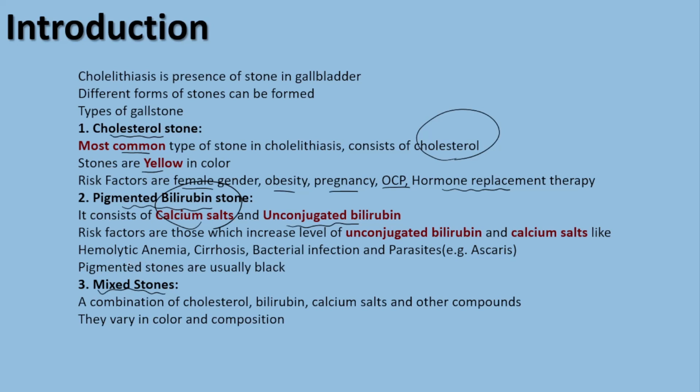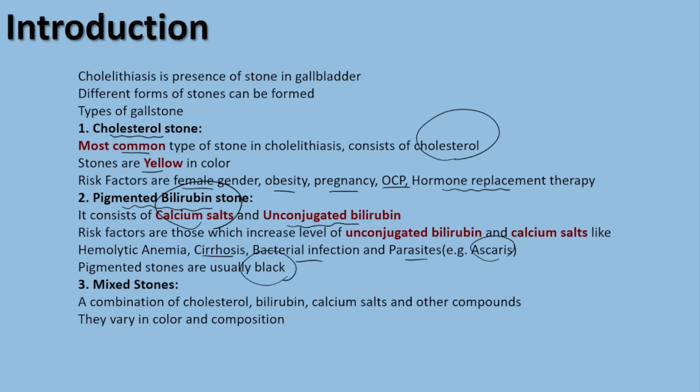So hemolytic anemia is associated with elevation of unconjugated bilirubin. Also in case of liver cirrhosis, because of the fact that liver is not capable of converting unconjugated bilirubin to conjugated bilirubin, we are going to end up with unconjugated bilirubin. Also bacterial infections and parasites like ascaris. So these stones are usually black, and they are going to be seen in black color.